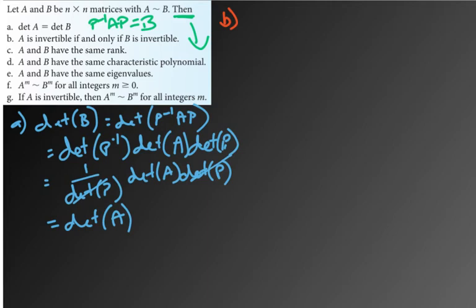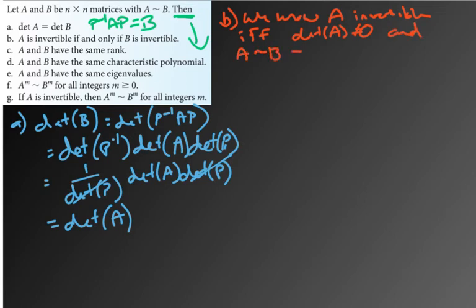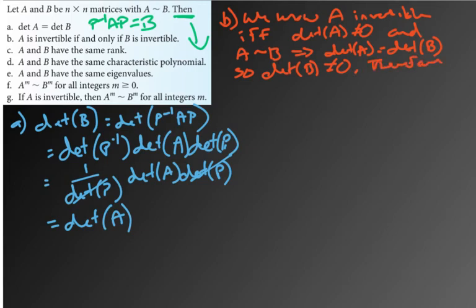And this is basically all it is. So we know that A invertible happens if and only if determinant of A is non-zero. And A similar to B implies the determinant of A equals the determinant of B. So determinant of B must also not be 0, right? Therefore, B is invertible, right?